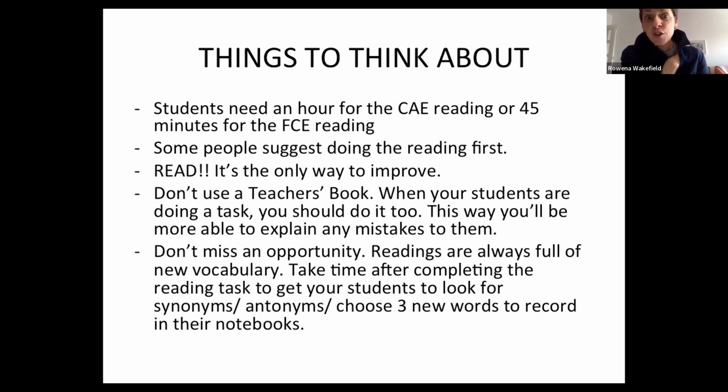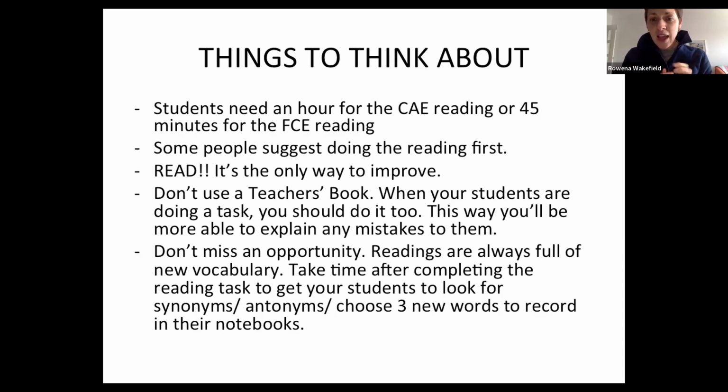And then for you guys, don't use the teacher's books. I know the teacher's books are wonderful and beautiful, but when your students are doing a reading task, you should also do the reading task, because then when they're having problems, if they don't understand why an answer is right or wrong, you can explain, because often the teacher's books just tell you why something is right, but they don't always tell you why something is wrong, and the students are going to need that explanation. So if you do the task with them, you'll be able to explain it to them.